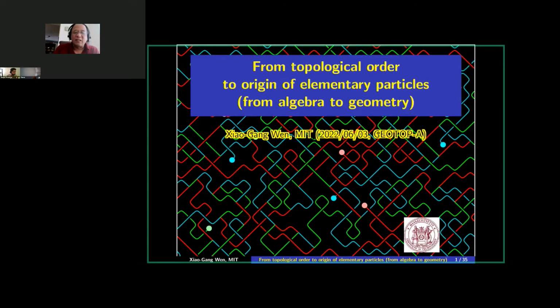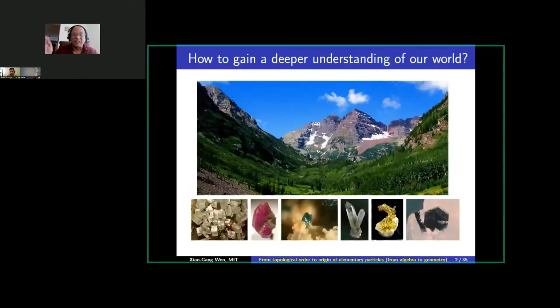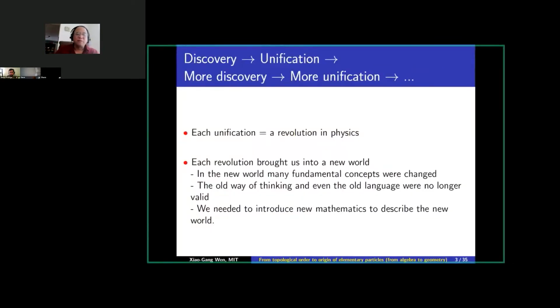We know that our world is very rich and complex. We have a lot of materials, a lot of phases and phase transitions and things like that. But our understanding of our world actually goes through a cycle of discovery and unification, more discovery and more unification. Through experiments, we discover a lot of facts, and then after we get too much knowledge, we want to understand it and try to unify it. After unification comes a new theory, then we have more discovery and more unification.